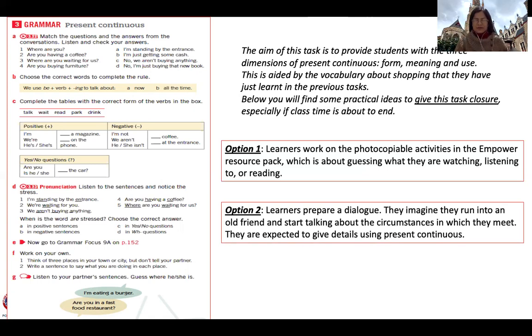Another option, this is more complex. This is to have learners prepare a dialogue. They imagine they run into an old friend and start talking about the circumstances in which they meet. They are expected to give details using present continuous.